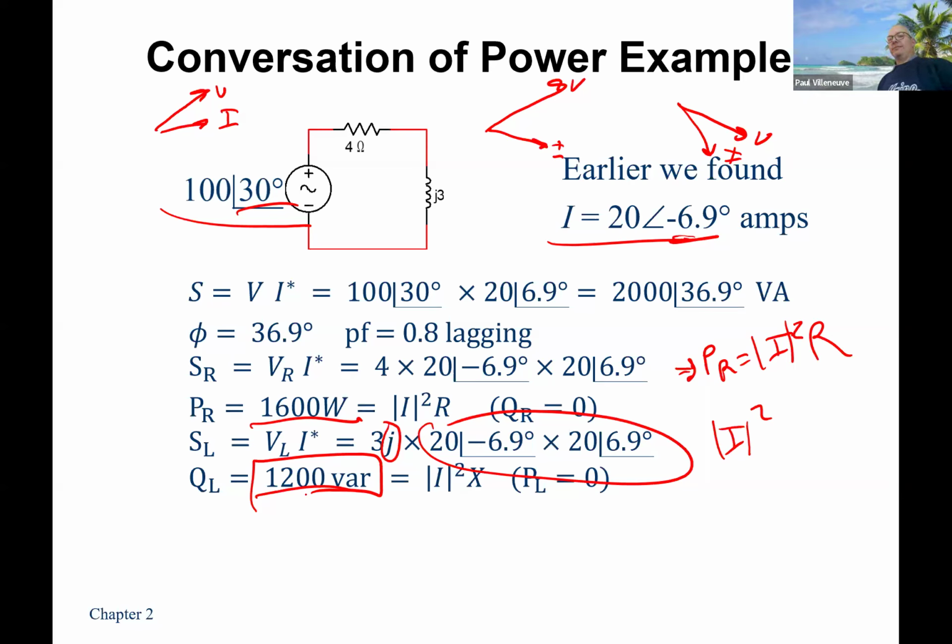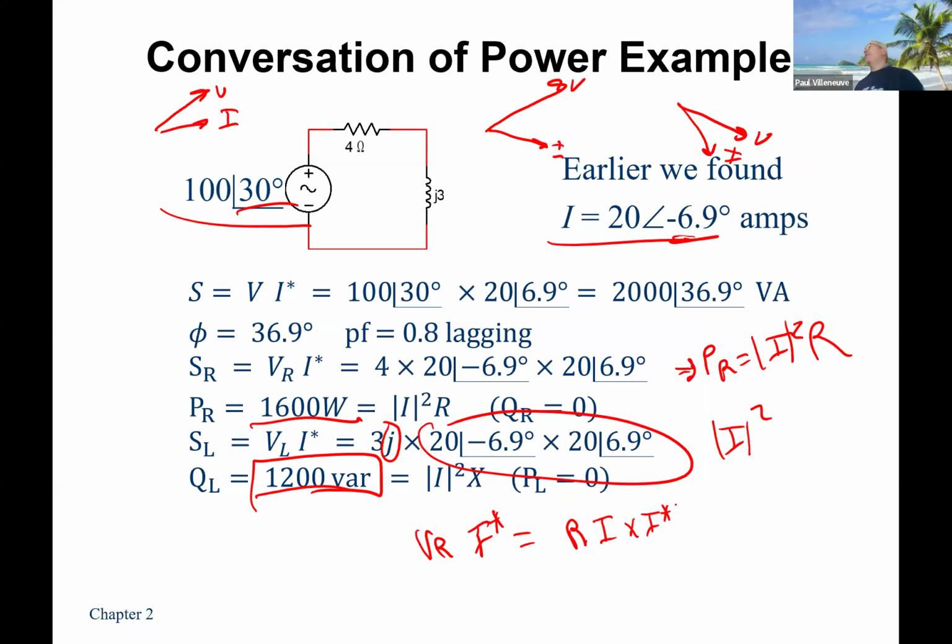Okay? Yes, sir. About the I squared, you say the 20 at the negative angle times 20 at the positive angle. Yep. What are you trying to do? Because it's VR times I conjugate. And remember, VR is equal to R times I, times the conjugate of I. And the conjugate of I is take the negative of the angle.